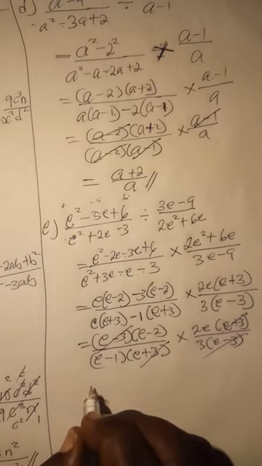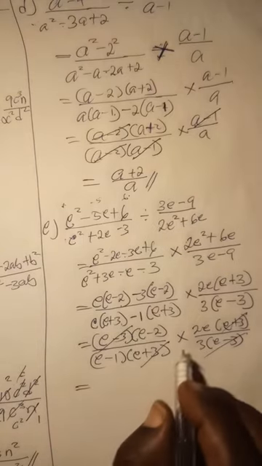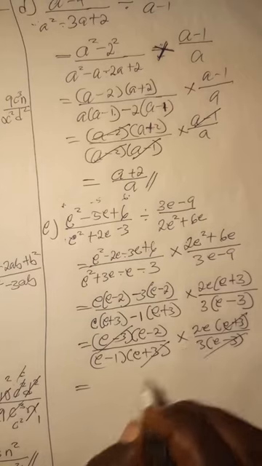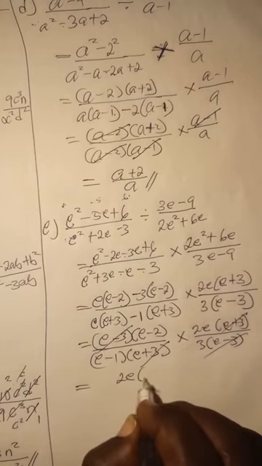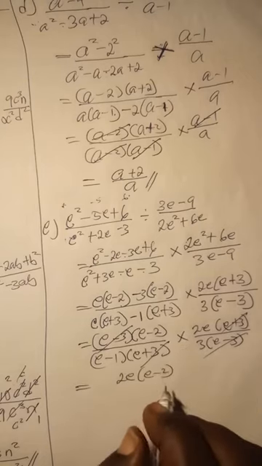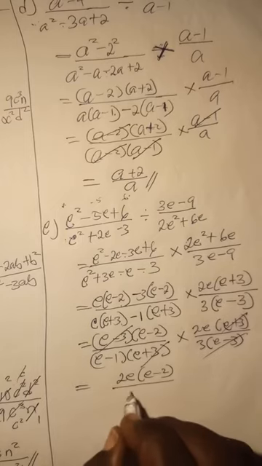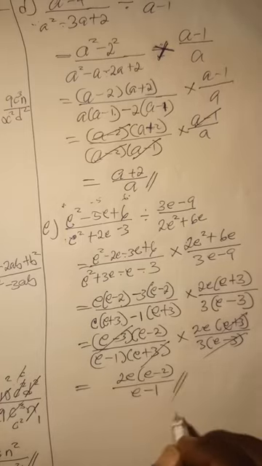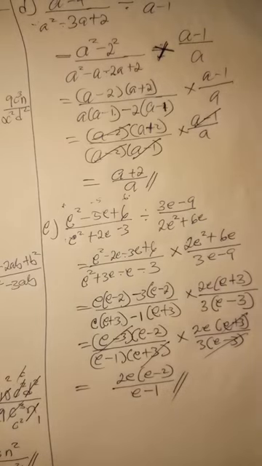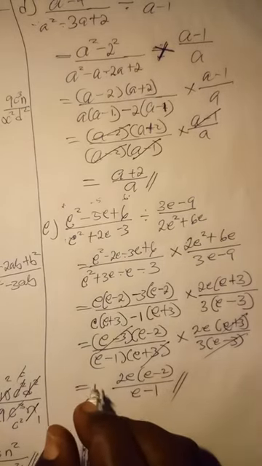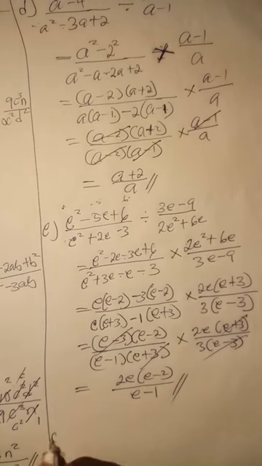My final answer, let's be sure. Yeah, it's going to be 2e bracket e minus 2, okay, over e minus 1. This is my final answer. I have simplified it. The last one, quickly, the last one, f.